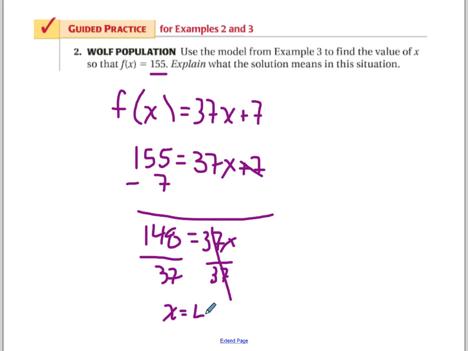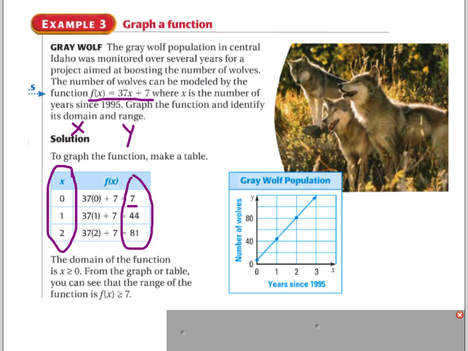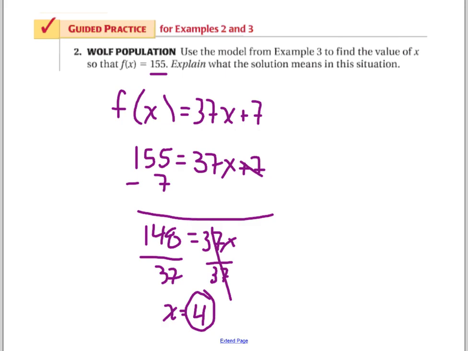So in the context of this question, that 4 means that if you look at the original problem, x is the number of years since 1995. The 4 means that after 4 years, the wolf population will be 155.